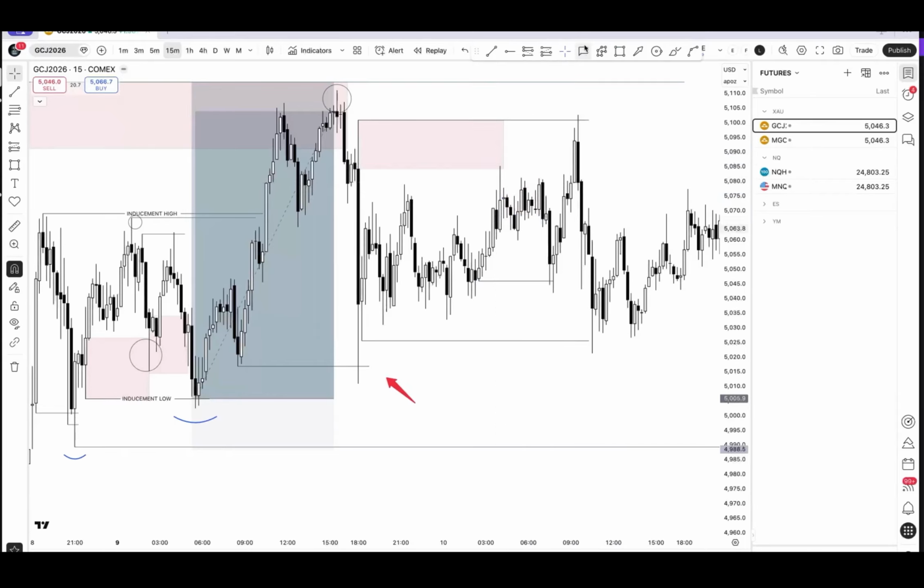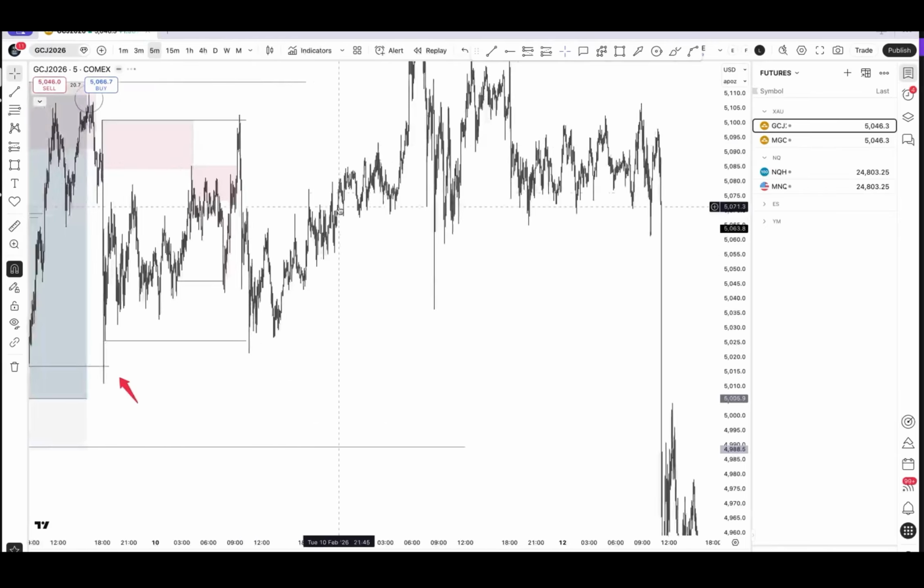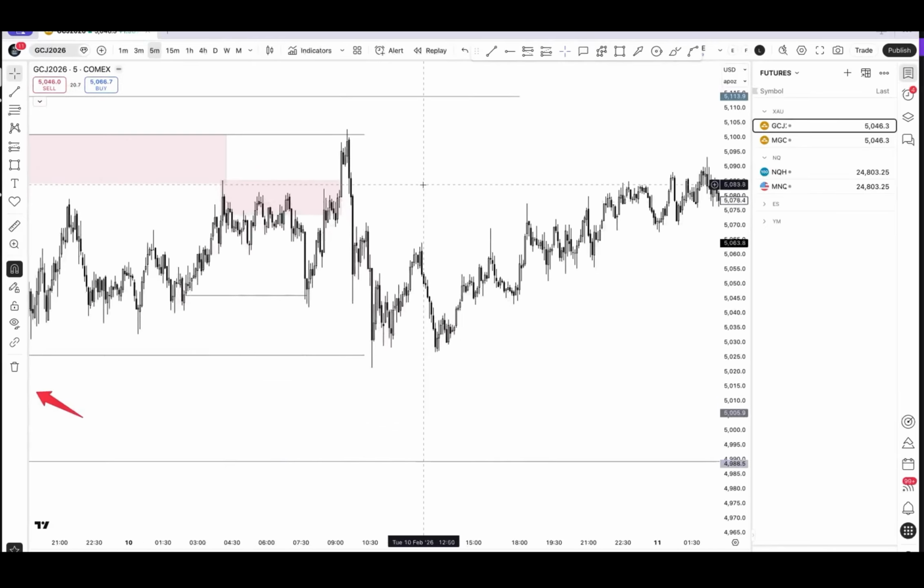I don't know why it keeps doing that. Inducing sellers again. Sellers trapped. We form that LB. Let's keep going. Price action.